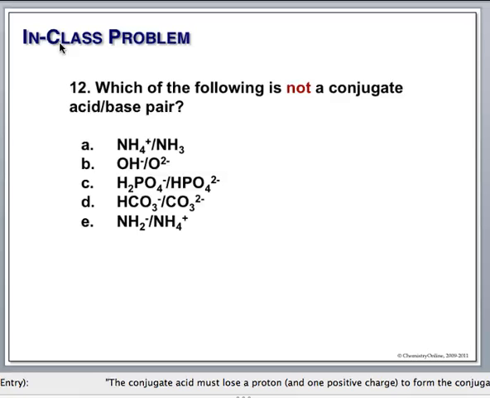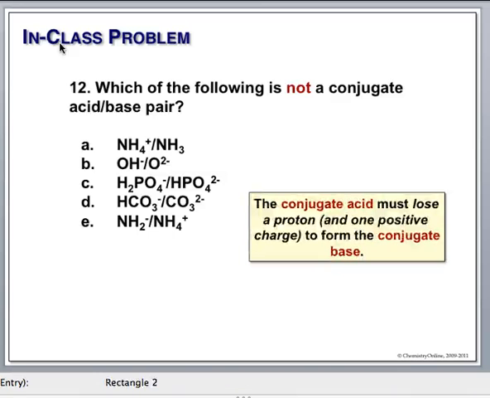If this functions as an acid, it gives up the proton, another negative charge, to give carbonate. However, if amide anion loses a proton, it would form the amide dianion. Therefore, this one is not a conjugate acid-base pair. They differ by 2 protons, so that should be a dead giveaway. You're looking for something that differs only by 1.